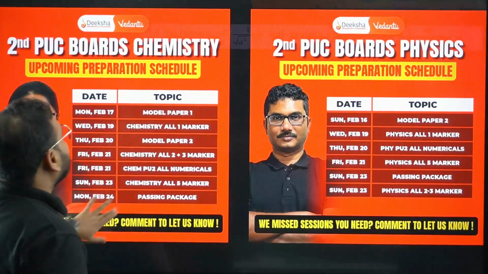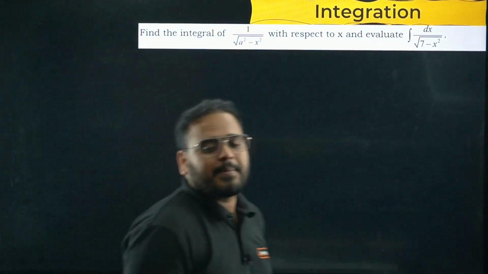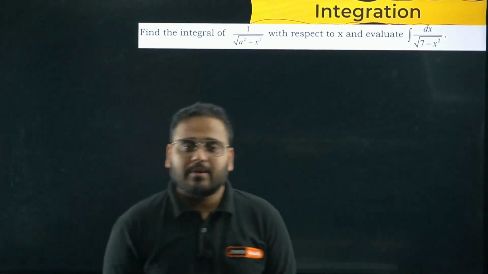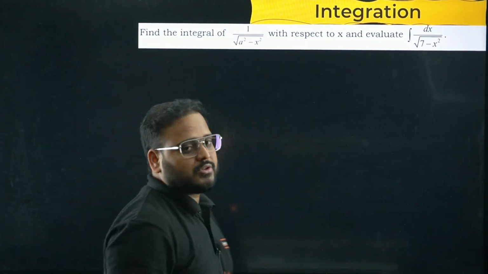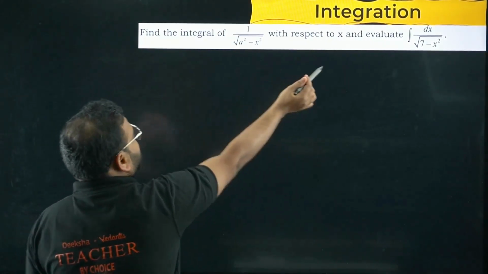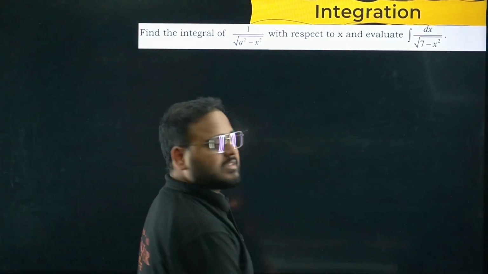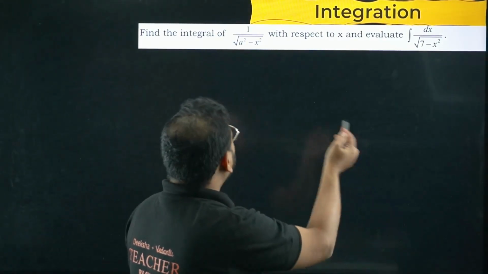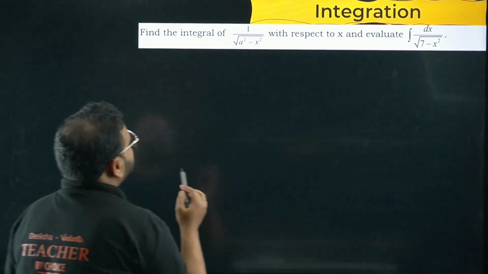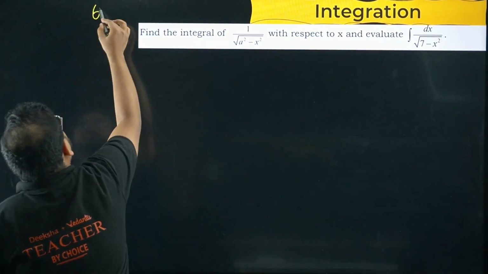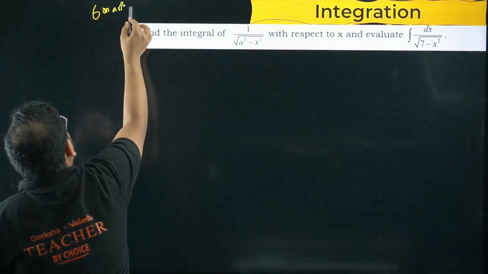Now next, sir, we have integration. In this again, very important questions are coming. It can be asked in 6 marks also. For example, this question is a 6-mark problem. This derivation will cost 3 marks, that will cost another 3 marks. So this is a 6-mark problem, bacha.